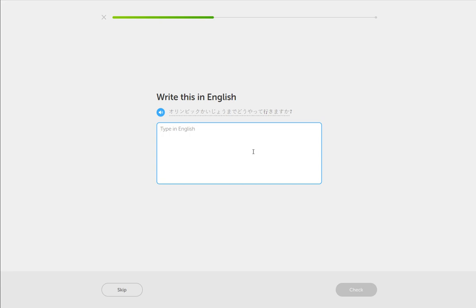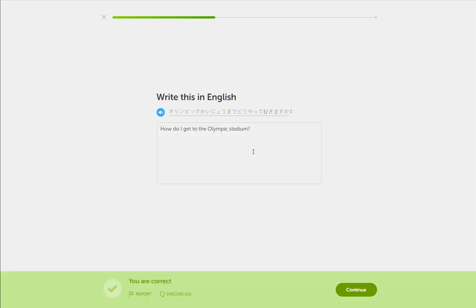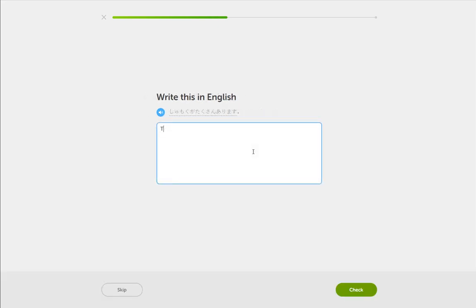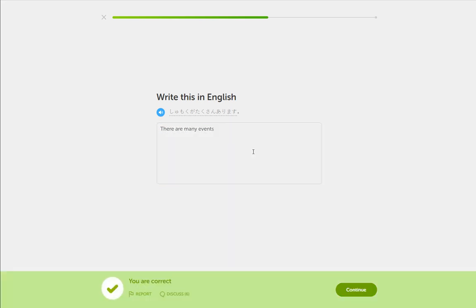Olympic kaijo made doyatte ikimasu ka? How do I get to the Olympic Stadium? Unfortunately, there's just a repeat. Shumoku ga takusan arimasu. There are many events. That one was like three, four times already.